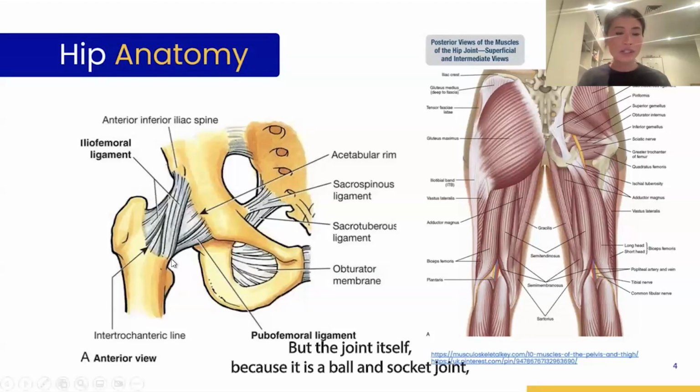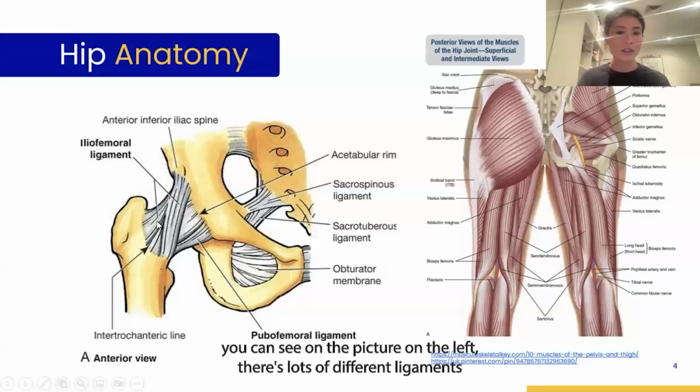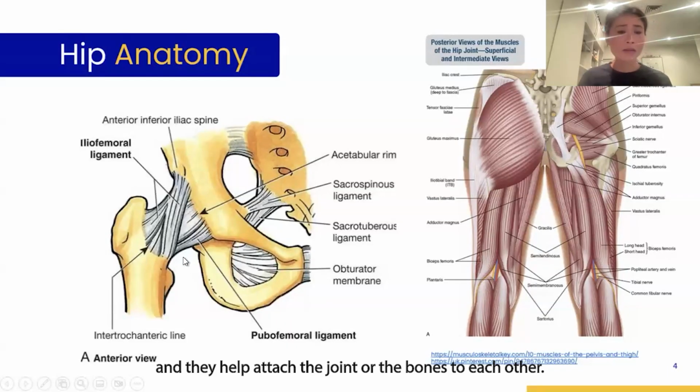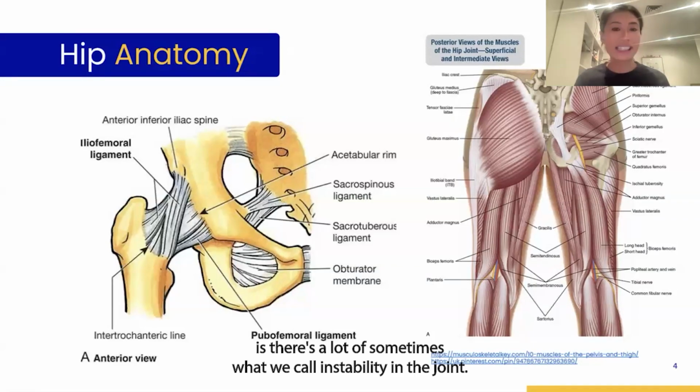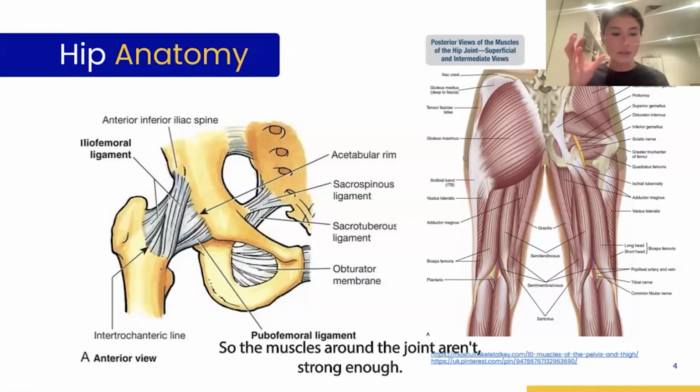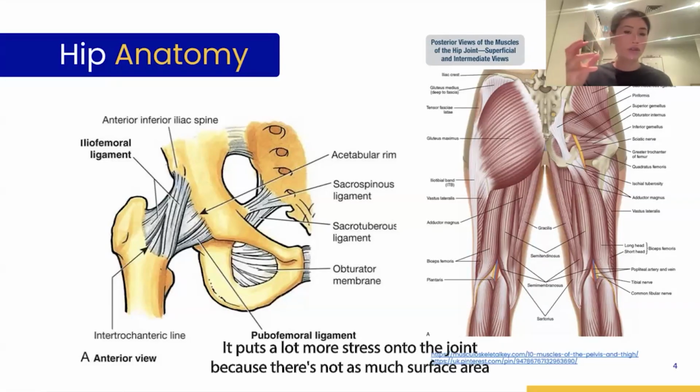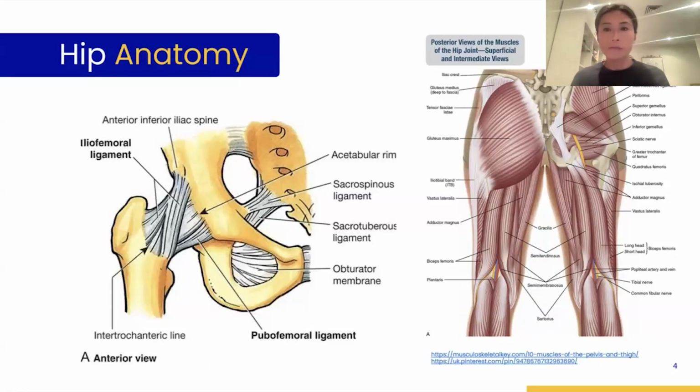But the joint itself, because it is a ball and socket joint, you can see on the picture on the left, there's lots of different ligaments, and these help attach the bones to each other. But being a ball and socket joint also means there's sometimes what we call instability in the joint. So if the muscles around the joint aren't strong enough, it puts a lot more stress onto the joint because there's not as much surface area as something like the knee joint.